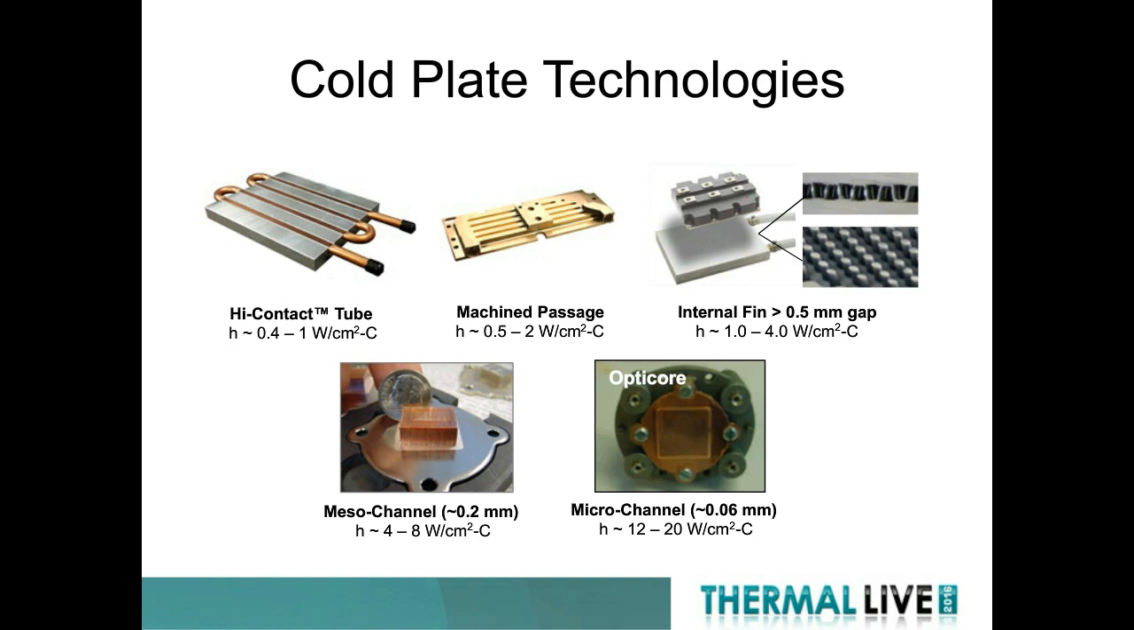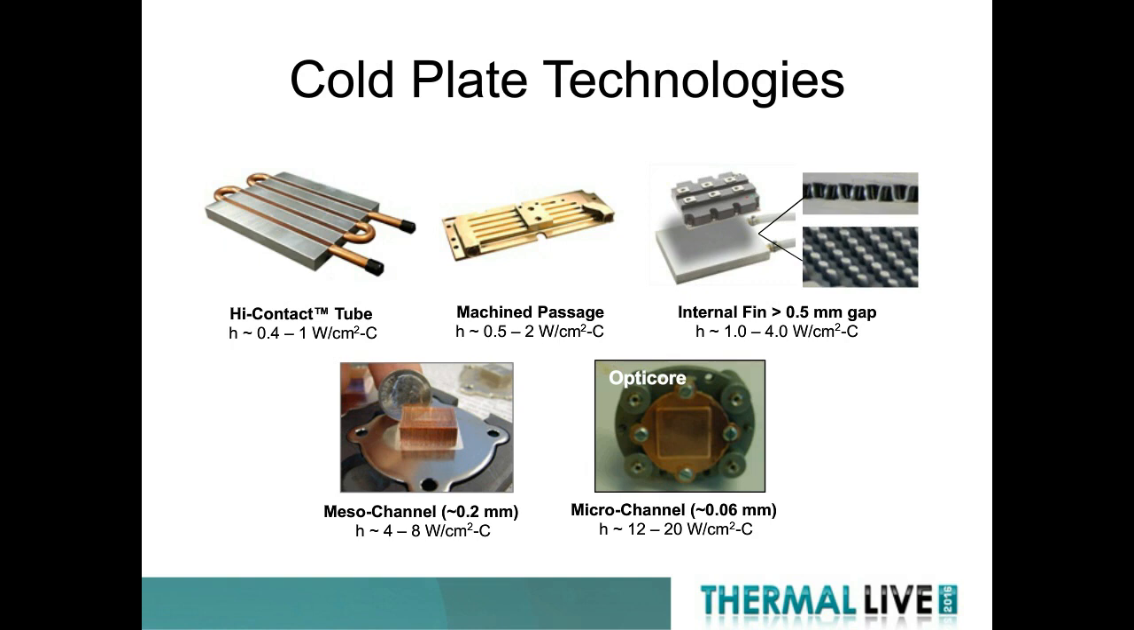Then we move into machined passages. These are assemblies that have intricate machined passages and then are joined with a cover using brazing or soldering or epoxy, depending on the pressures and the temperatures and the material compatibility. But this technology will improve the performance to about 0.5 to 2 in terms of watts per square centimeter degree C. Then we can integrate internal fin structures. What you see in this picture is a lanced offset folded fin structure, and that increases the performance to 1 to 4 for the heat transfer coefficient.